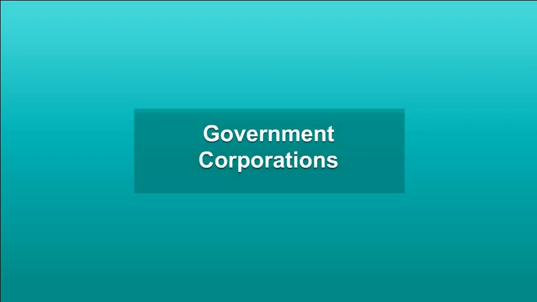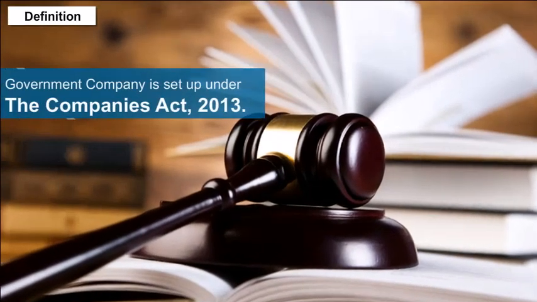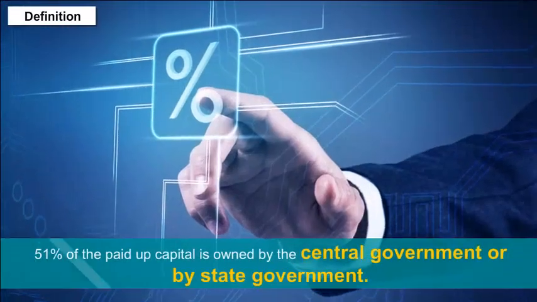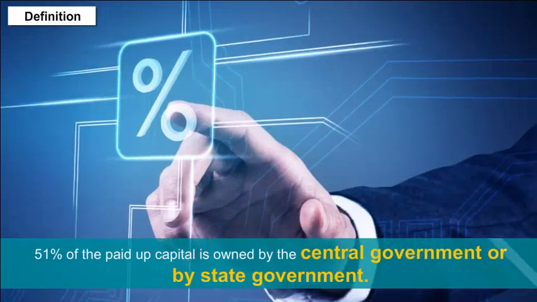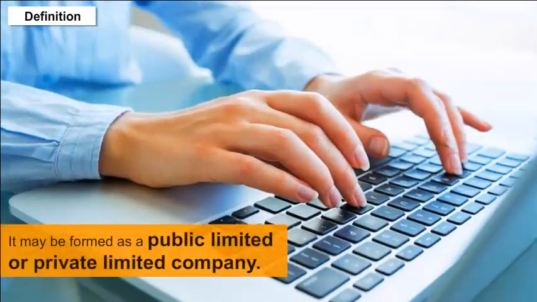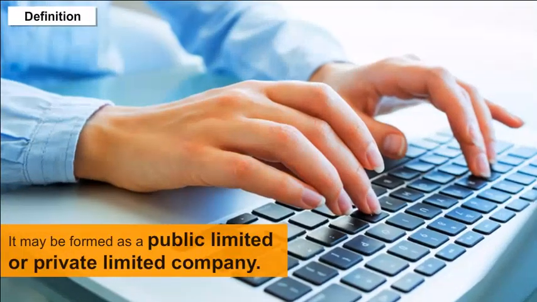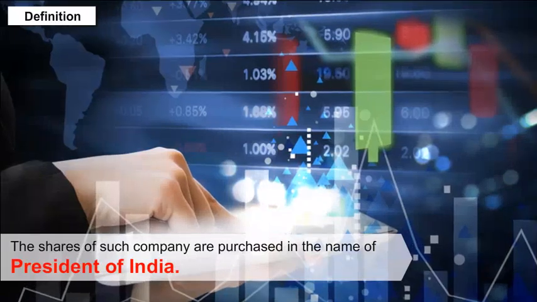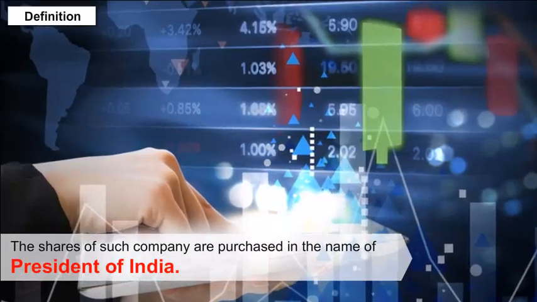Government corporations. Definition: a government company is set up under the Companies Act 2013. 51% of the paid-up capital is owned by the central government or by a state government. It may be formed as a public limited or private limited company. The shares of such a company are purchased in the name of the President of India.